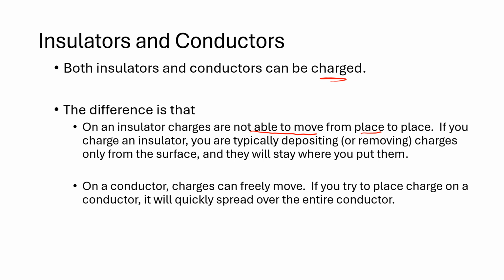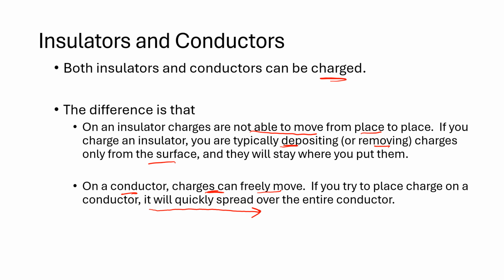Okay, so if I have an insulator and I try to charge this insulator, I'm typically going to deposit or remove some charge from the surface of that insulator, but those charges, once you put them, are going to stay still and don't move across the surface of that insulator. On the other hand, if I have a conductor, when you charge that conductor, the charges can freely move from one point to another. So whenever you charge a point on the conductor, the charge will quickly spread over the entire conductor.